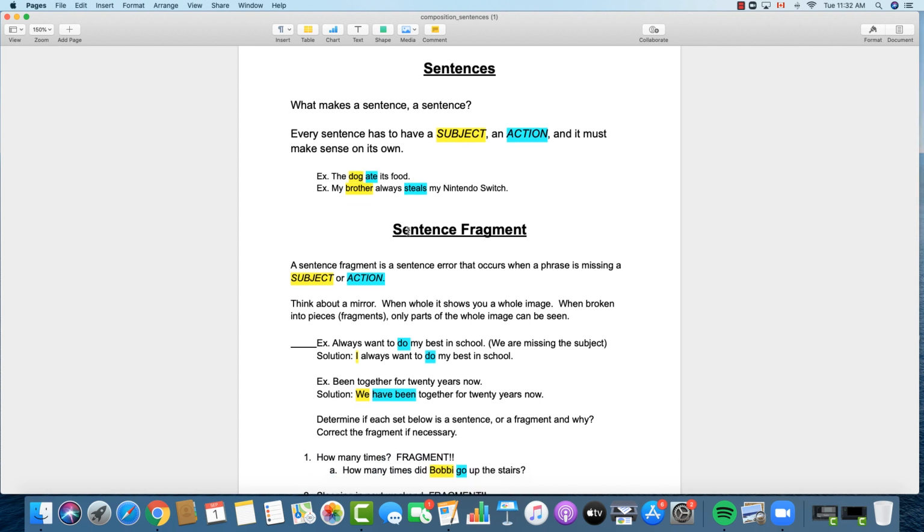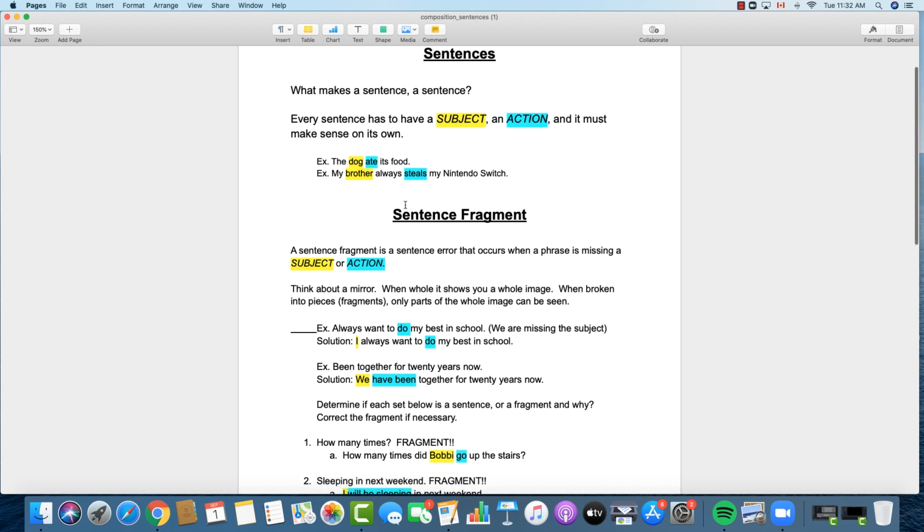So what happens when we remove one of those things, a subject or an action? Inherently, the sentence won't make sense, and we end up with what's called a sentence fragment. If you look at a bathroom mirror, you see a complete version of yourself. But if you smash that glass and all the pieces go on the floor and you stand over top of that mirror and look down, you don't see a complete version of yourself. You see yourself broken up into a bunch of pieces that are disjointed and aren't connected.